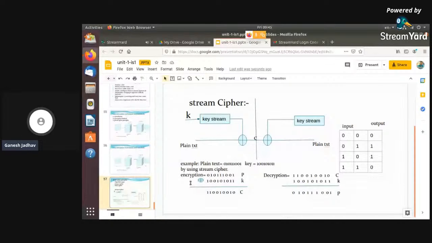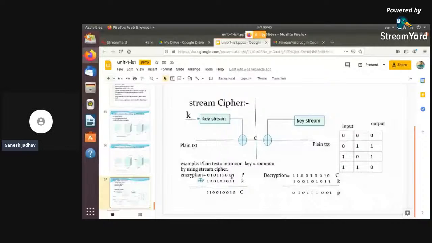So 0 XOR 1 is 1. 1 XOR 0 is also 1. 0 XOR 0 is 0. 1 XOR 1 is 0. Continuing bit by bit this way, you get the ciphertext. This is your ciphertext.